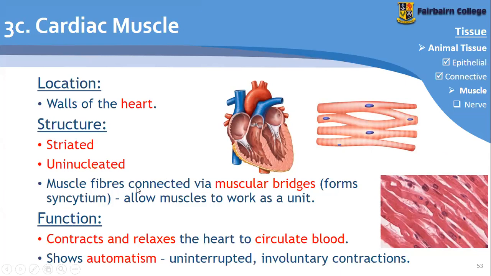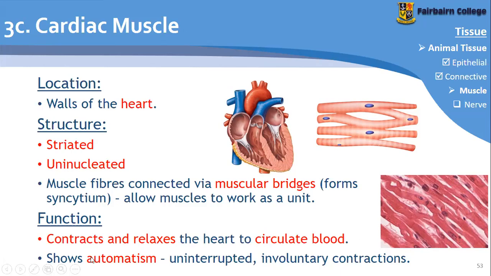The reason this is important is that it allows the muscle to all work as a unit. For your heart, it's very important to work together as a unit. Otherwise, your heart would beat irregularly, and that would create problems for your blood flow. So it's very important for your heart to all work together as a unit, and it does this because of these muscle bridges. The function: it contracts and relaxes to circulate blood. That's the main function. So if I ask you for the function, this is what you write.